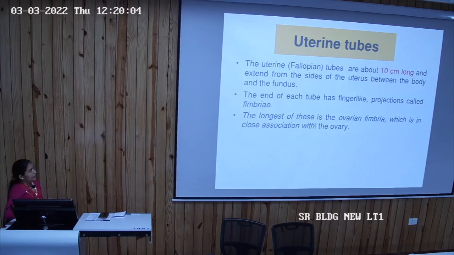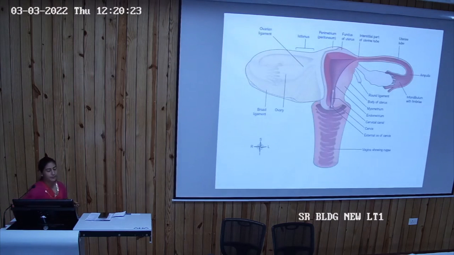So these fallopian tubes, they are 10 centimeters long and they extend from the sides of the uterus between the body and the fundus. So that demarcates that the fundus is above and the body is below the uterine tube. So that is the landmark. Then at the end of each tube, finger-like projections are formed, which are called the fimbriae. So here, these are the finger-like projections, which are called the fimbriae.